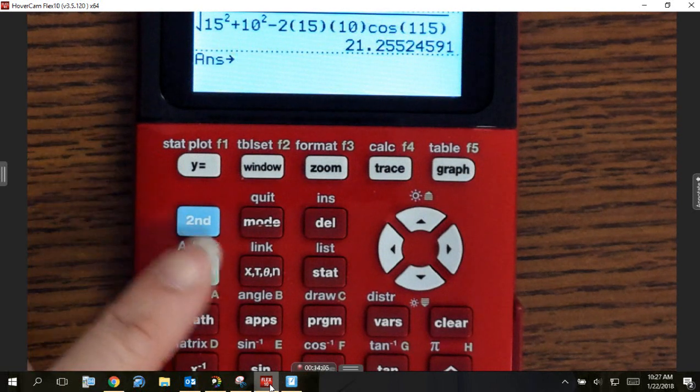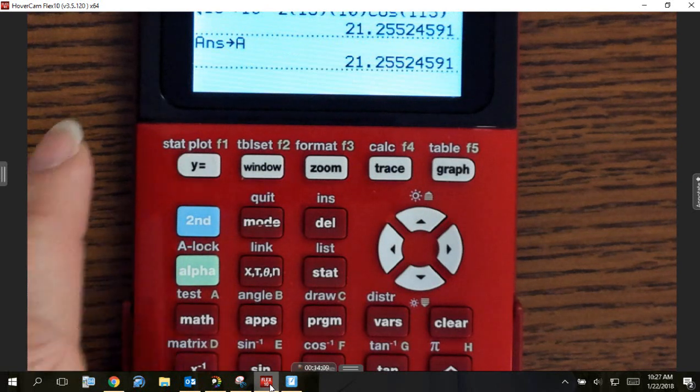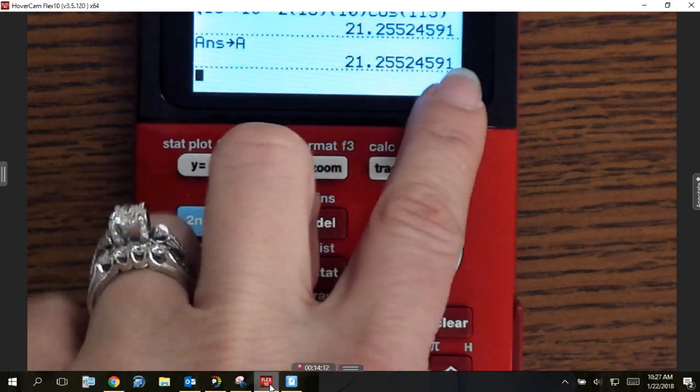Was somebody not here? I'm going to show you how to store it. Is everybody here when I show the storing? So I'm going to show you how to store it.